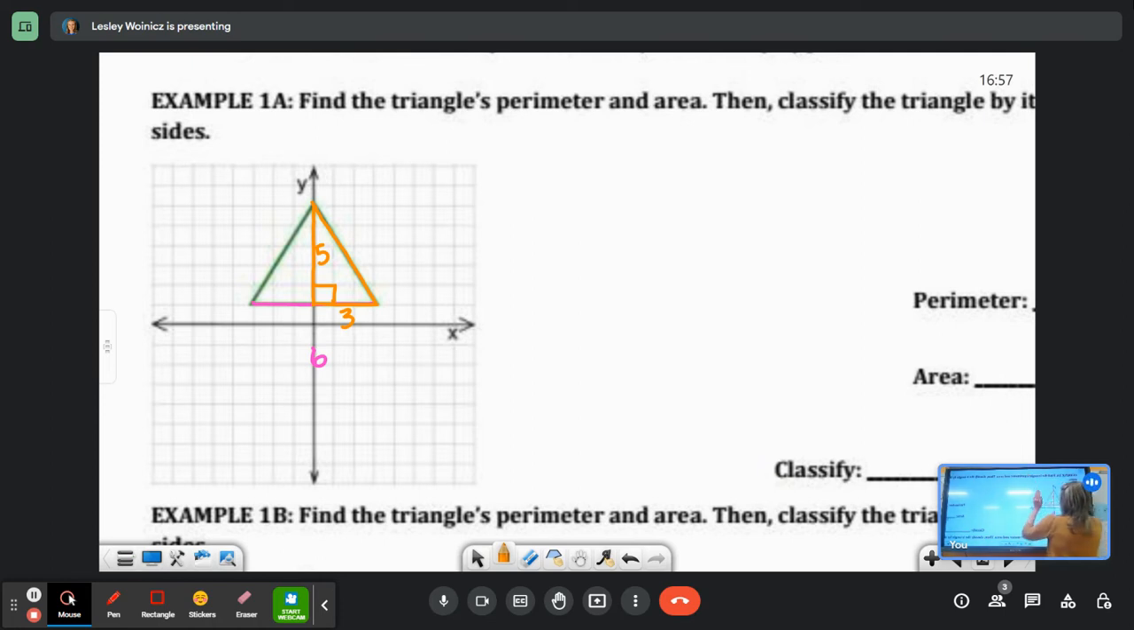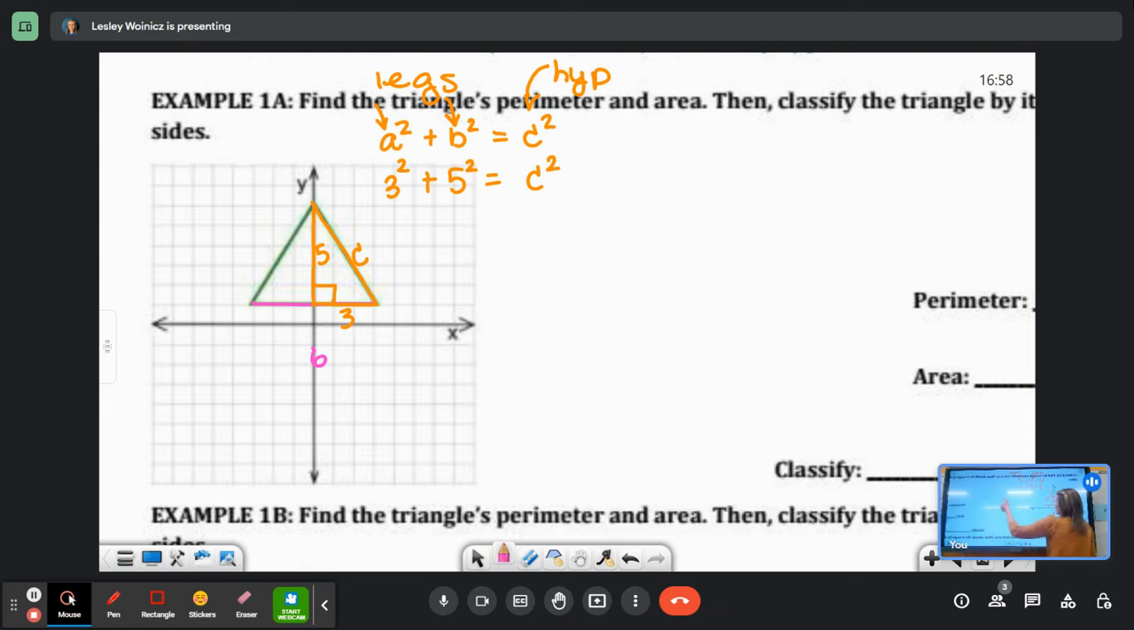Okay, so what we're going to do is use the Pythagorean theorem, which is a squared plus b squared equals c squared, where a and b are the legs and c is the hypotenuse. You can identify the hypotenuse because it's the longest side and it's always opposite the right angle. Okay, that's our c. So I'm going to make my a 3 and my b 5. And I don't know my c yet.